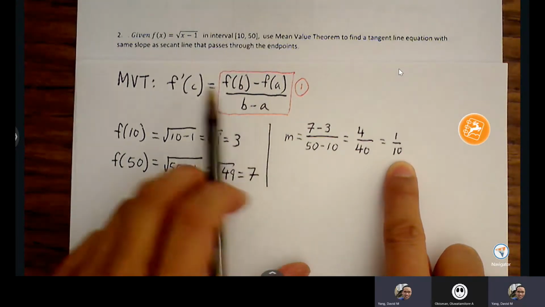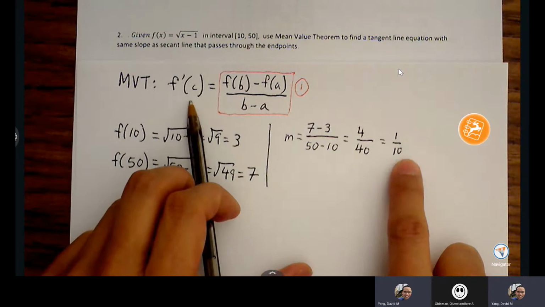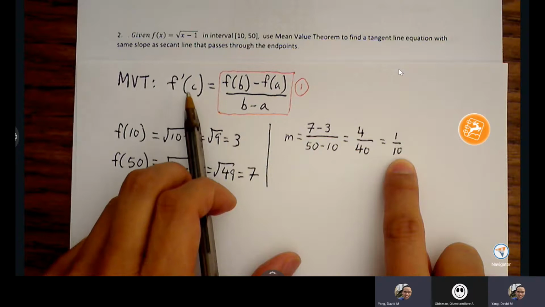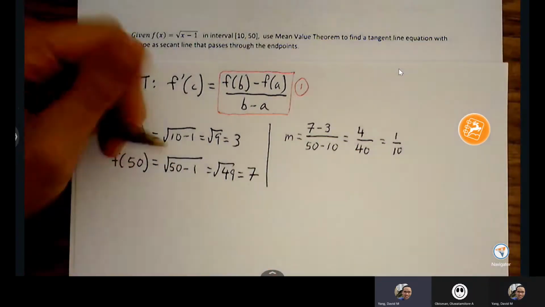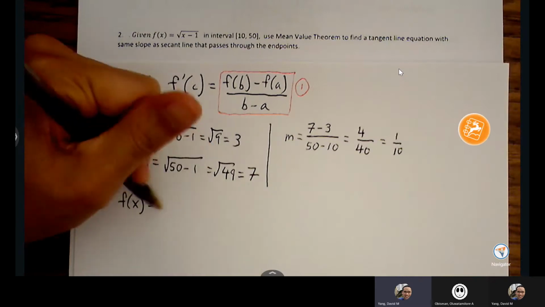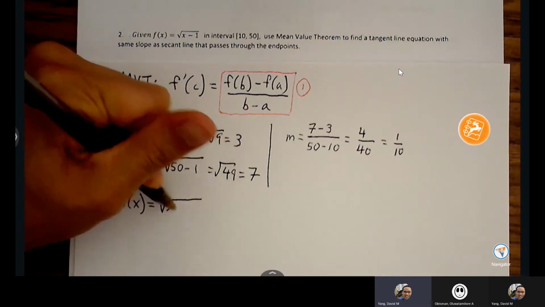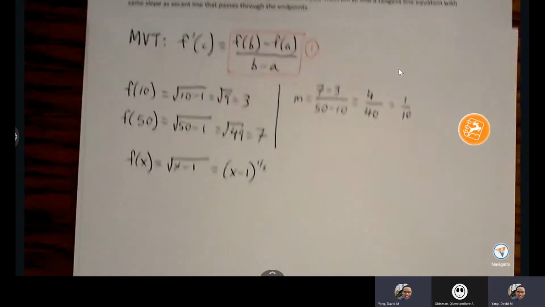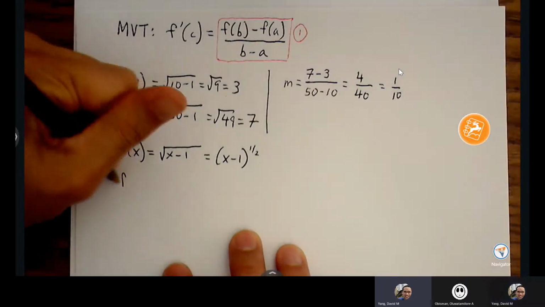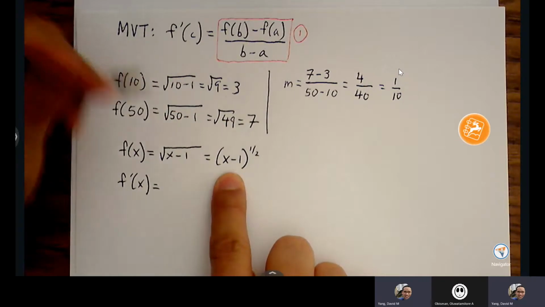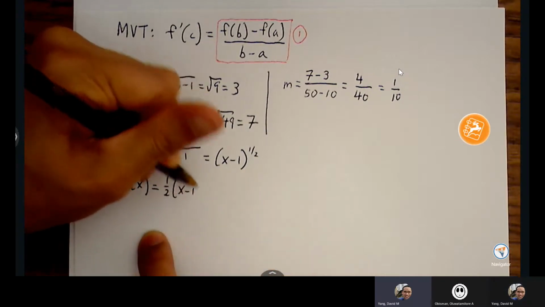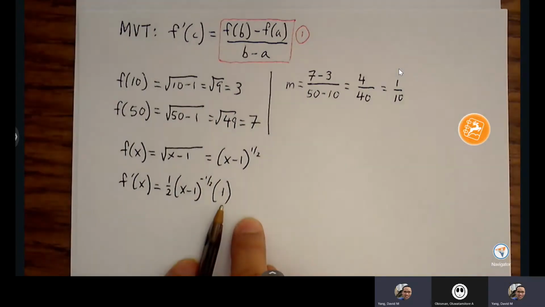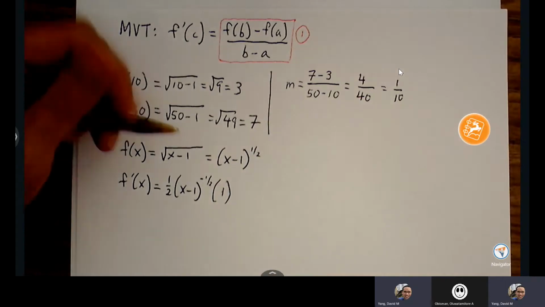And now, mean value theorem, we're just going to take the derivative, set it equal to 1/10, and then that is going to help us figure out the location on the curve where the slope of the graph is exactly 1 over 10. F prime, go through chain rule. Outside's derivative multiplied by the inside's derivative. Clean this up.